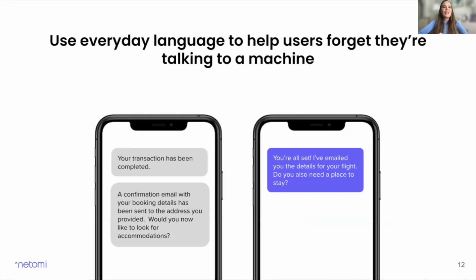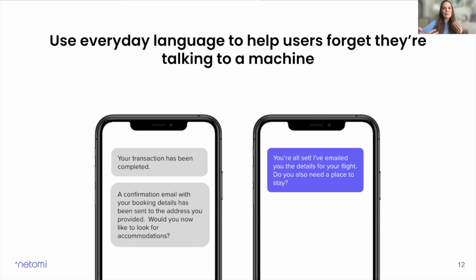So again, to the point of using that simple everyday language, we want to have our users forget that they're talking to a machine. We never want to pretend that we are a human. We want to always be very transparent that this is a virtual assistant that they're talking to. We never want to try to pass ourselves off as a human, but we still can eliminate that reminder with every message sent by not sounding overly robotic.